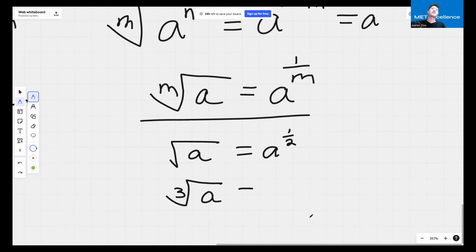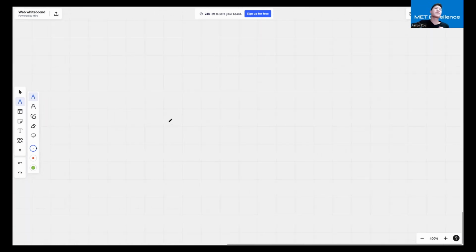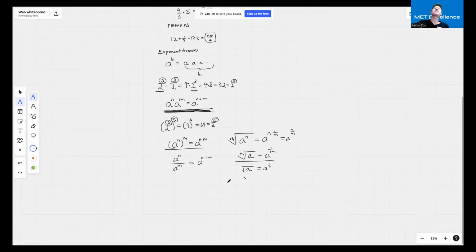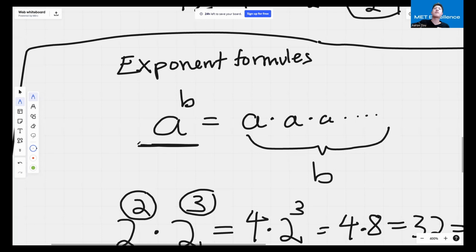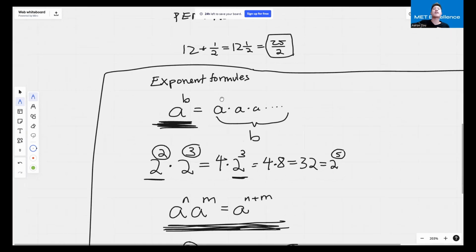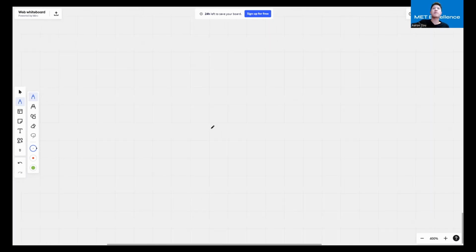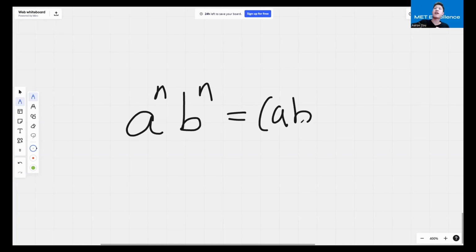All right. I have one more exponent rule. So all of these rules that we've just gone over, all of these exponent formulas, are assuming that the base is the same. The base is this bottom number. But what if the top is the same? Well, there's one handy rule for this. So let's say we have two numbers, a and b. If we have a to the n times b to the n, this equals ab to the n. And that's because exponents are distributive over multiplication.